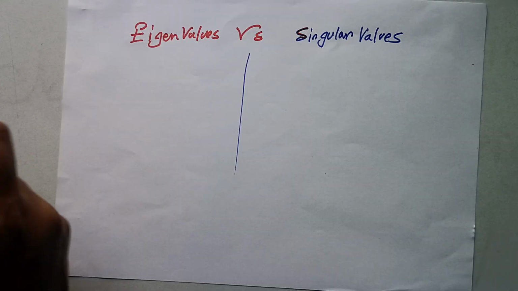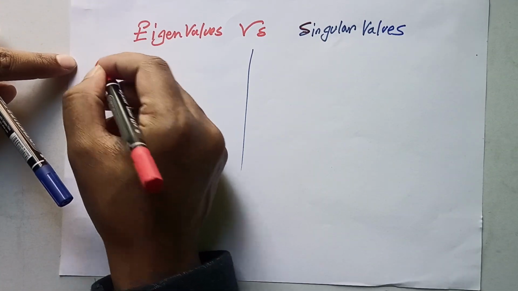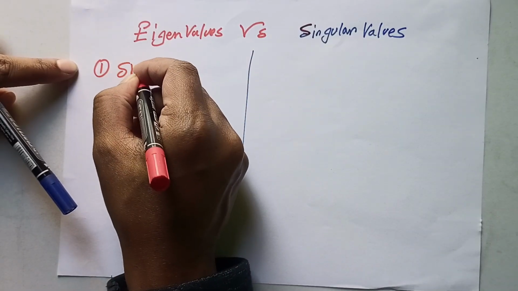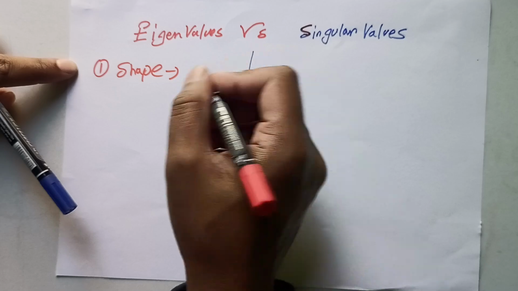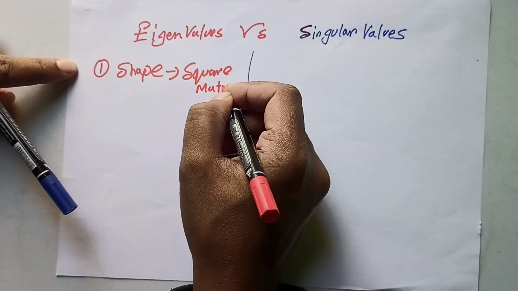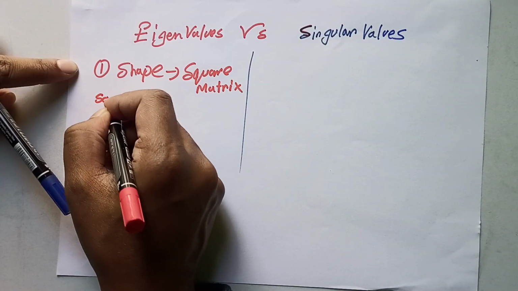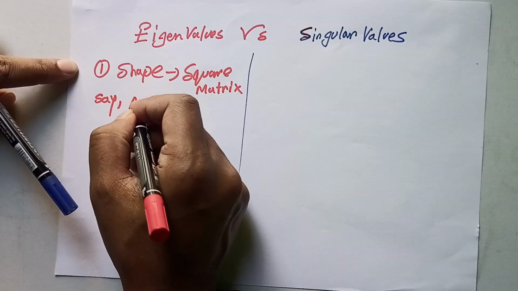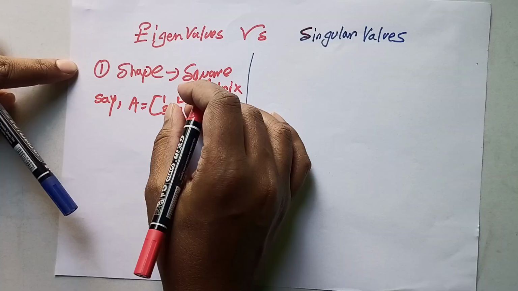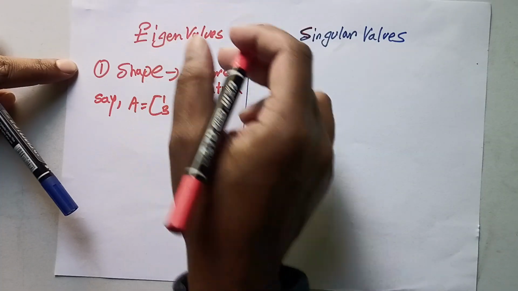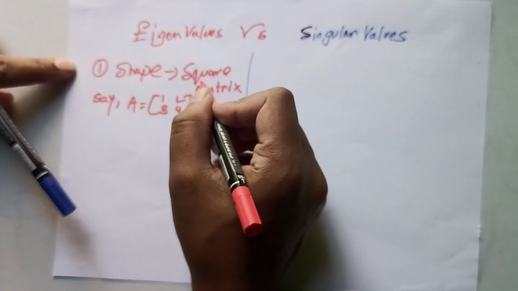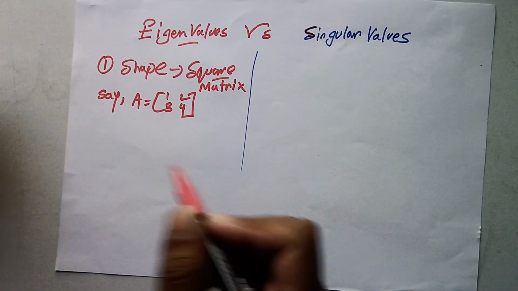First, in eigenvalue, if you look at the shape of the matrix, it is always a square matrix. Say A is equal to 1, 2, 3, 4. You cannot find eigenvalues for any rectangular matrix. So always to find eigenvalues, the matrix should be square.